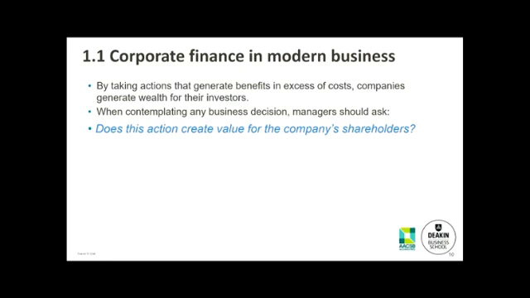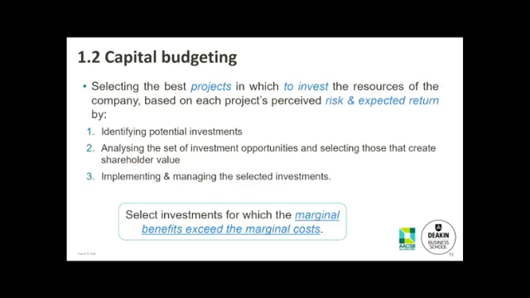Now, next bit. Capital budgeting. As an example, I told you guys, capital budgeting is all about investment decisions. It is about selecting the best projects in which to invest the resources of the company based on each project's perceived risk and return. It sounds easy, but it is really hard in practice.